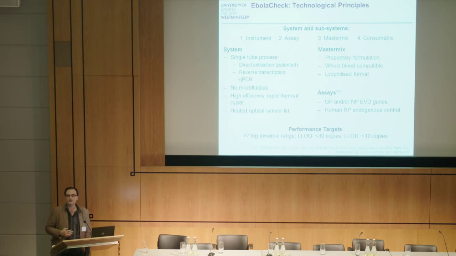followed the Ebola outbreak. The first assay that received FDA emergency use authorization was from these guys. I think it's this particular assay. The RP assay is a CDC assay that's been used for years. So we use very well-validated assays in the system. Our performance targets 7 logs of dynamic range, a lower limit of quantification of 30 copies of genome, a lower limit of detection of under 10 copies.